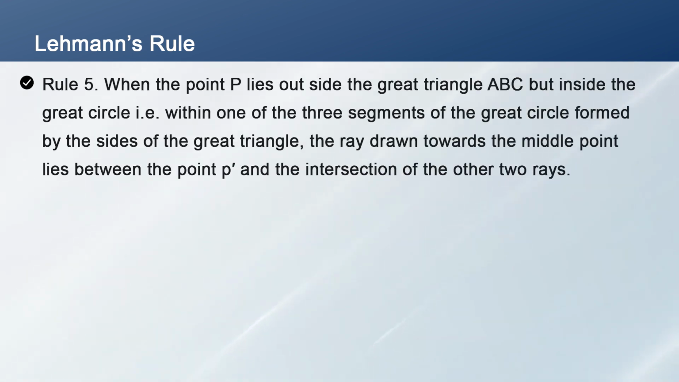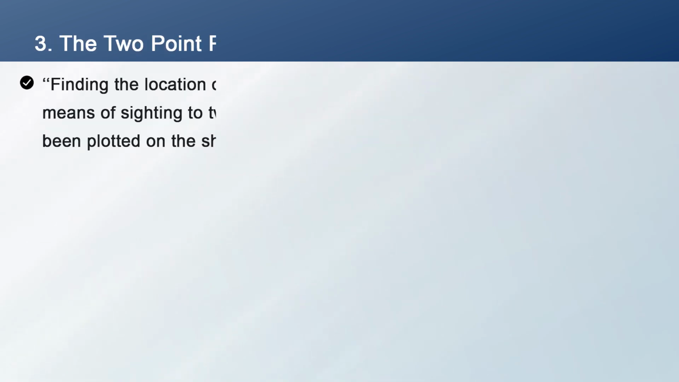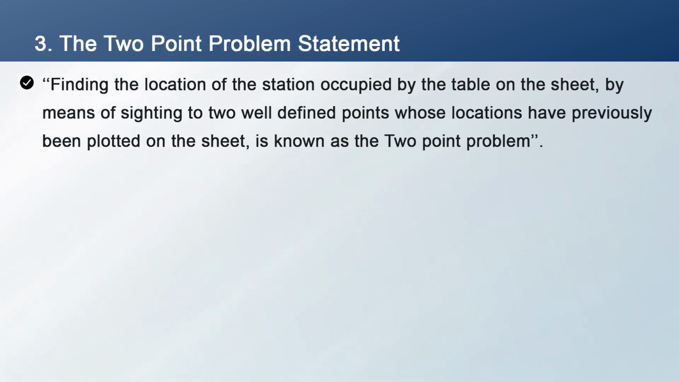Rule number 5. When the point P lies outside the great triangle capital ABC but inside the great circle, that is within one of the three segments of the great circle formed by the sides of the great triangle, the ray drawn towards the middle point lies between the point small p dash and the intersection of the other two rays. The third method is the 2-point problem.